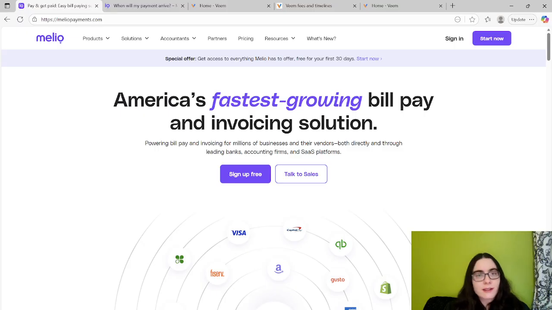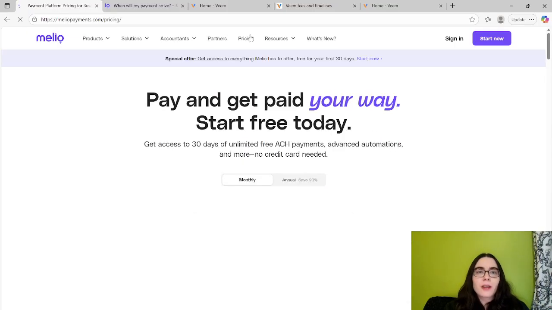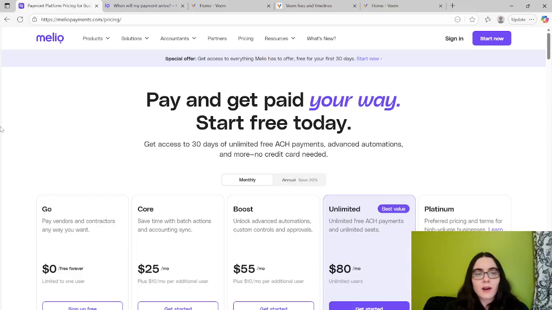They're both fairly similar in that they both let you manage your receivables and payables so you can pay your vendors and get paid by your customers. So we'll start with Melio. What we want to look at first is the different plans that they offer.